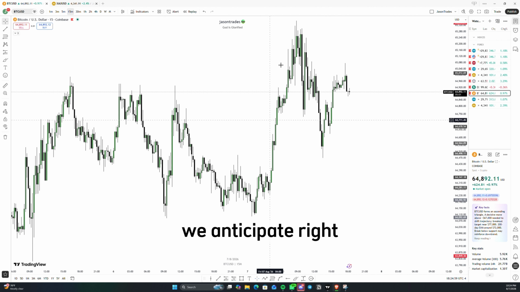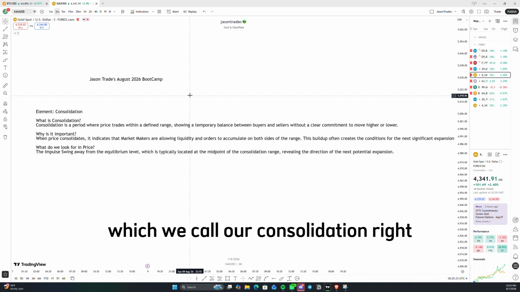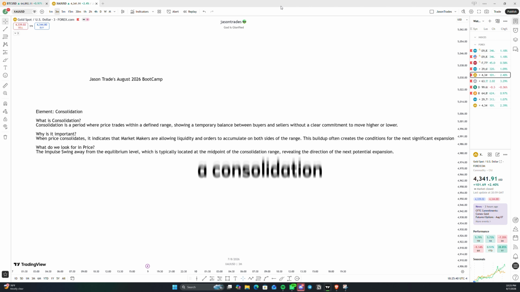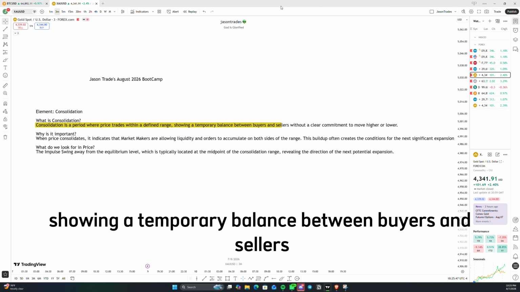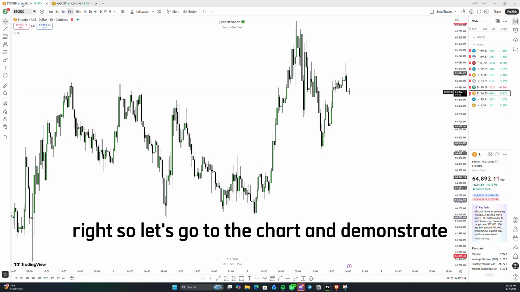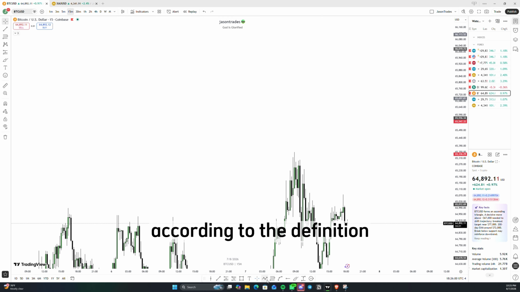Let's go to the next element, which we call consolidation, right? Now, what is a consolidation? A consolidation is a period where price trades within a defined range, showing a temporary balance between buyers and sellers without a clear commitment to move higher or lower, right? So let's go to the chart and demonstrate what a consolidation looks like typically. Now, according to the definition, it's moving in a defined range, right?